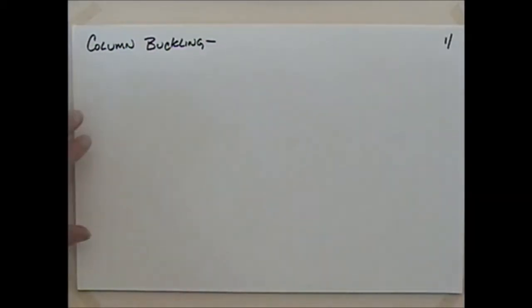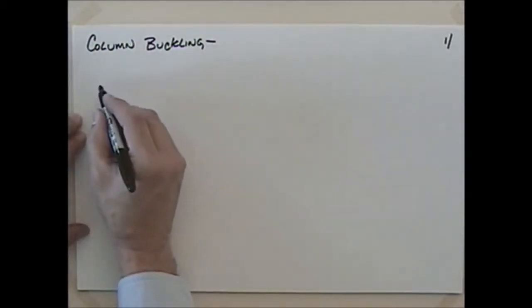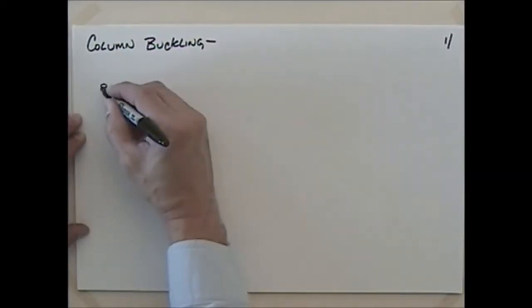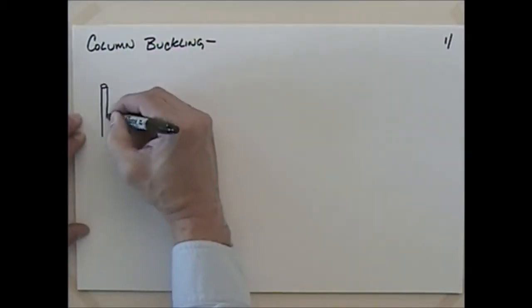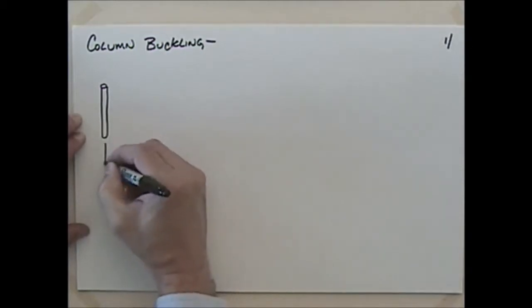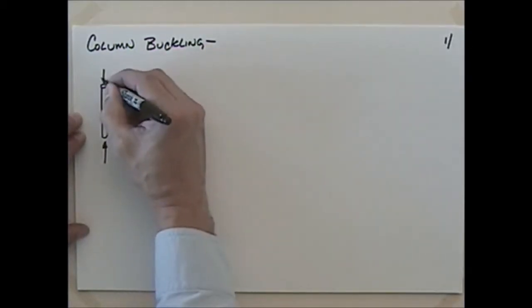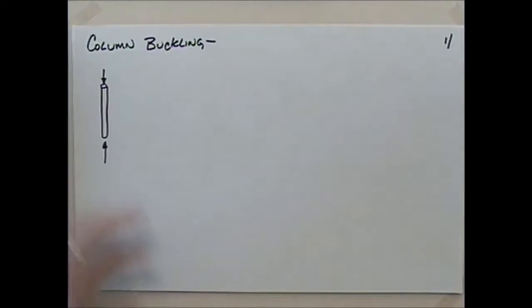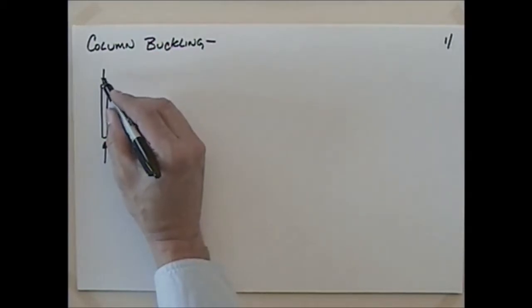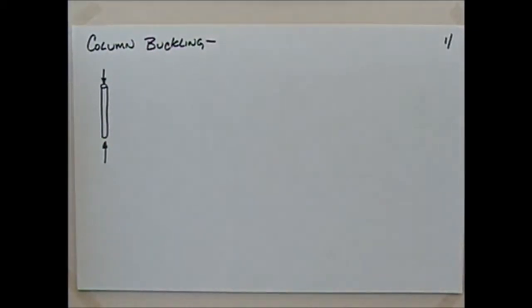So if we look at column buckling, basically we are talking about slender poles or columns or slender bars that are loaded in axial compression. So you have something like this, and it really doesn't matter what the cross-section is. It could be a square cross-section, could be a round cross-section. This is a lot different than if we have axial tension. With axial tension, we don't have to worry about buckling. With axial compression, we do have to worry about buckling.